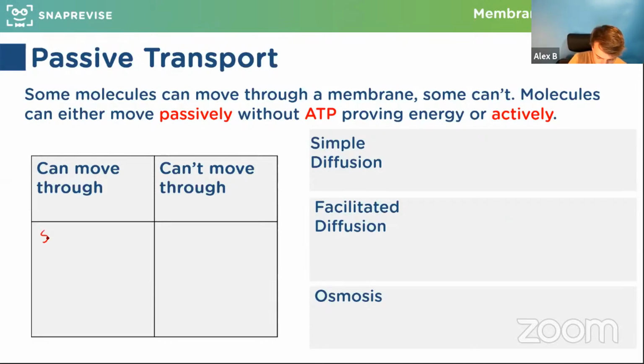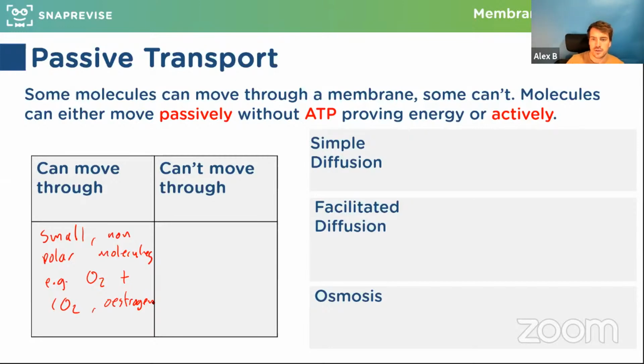Nice. Yeah. So small non-polar molecules, e.g. O2 plus CO2 and certain hormones. Something like estrogen is a small non-polar molecule and it can move directly through the membrane.